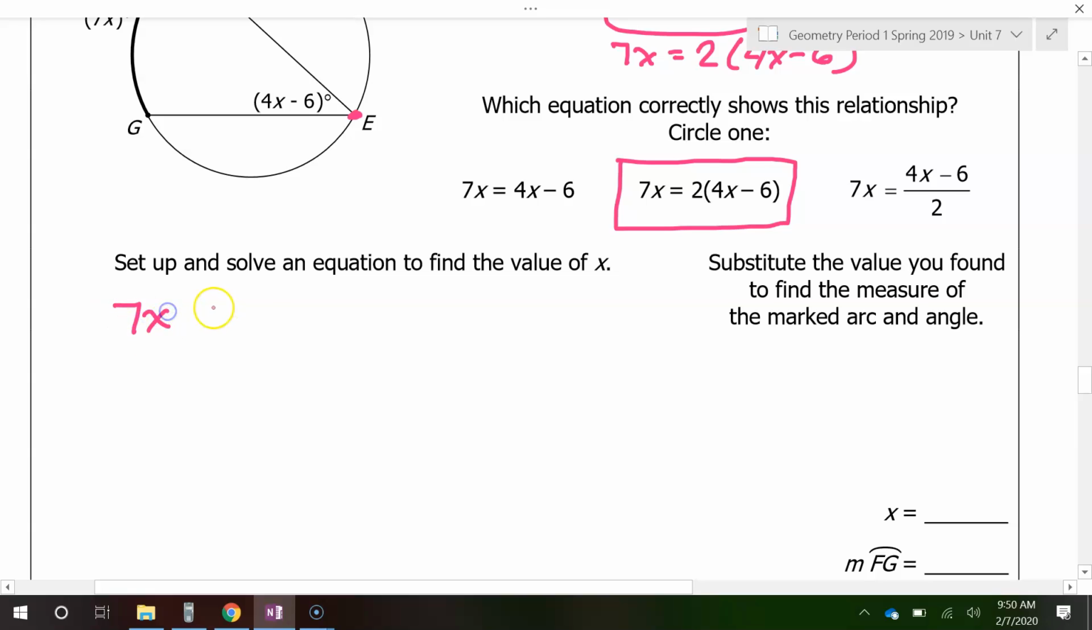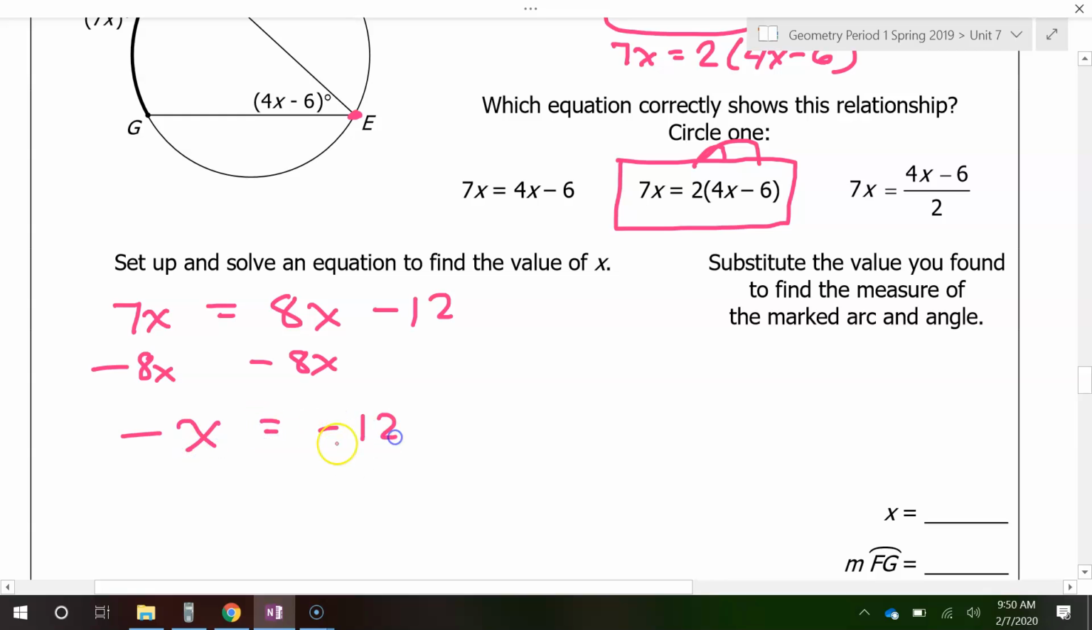So I'm just going to recopy it. So I have 7x is equal to, well, let's go ahead and do the distributive property. So that's going to give us 8x minus 12. All right, I'm going to subtract 8x from both sides. So that will give me negative x is equal to negative 12. Because the next thing I need to do is divide both sides by negative 1. So that's going to give me x is equal to 12. Does that make sense? All right.